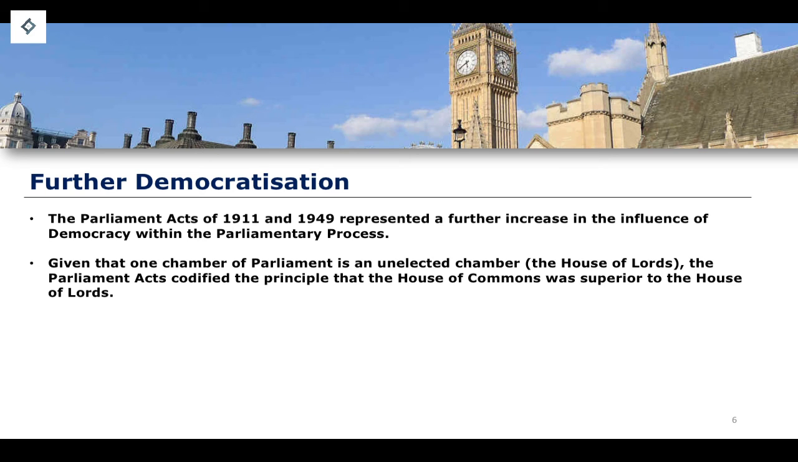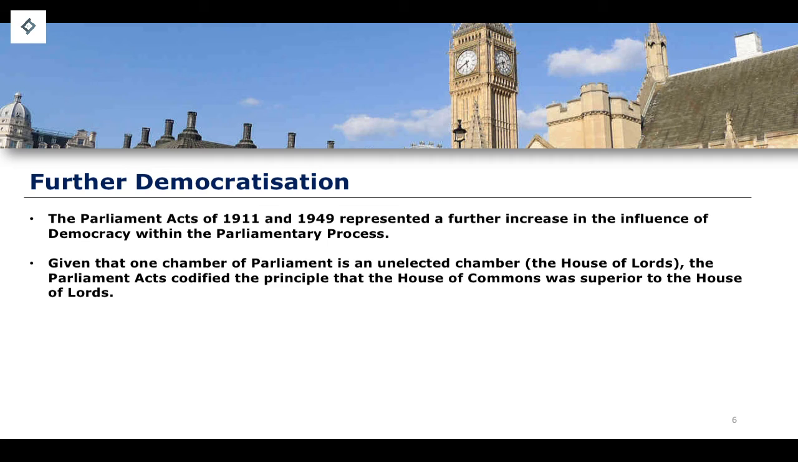So, given the fact that we have a bicameral legislature in the United Kingdom, where we have two chambers within Parliament, we have the unelected upper house, which is the House of Lords, and we have the elected lower house, which is the House of Commons. What the Parliament Acts from 1911 and 1949 do is limit the power of the House of Lords quite significantly.